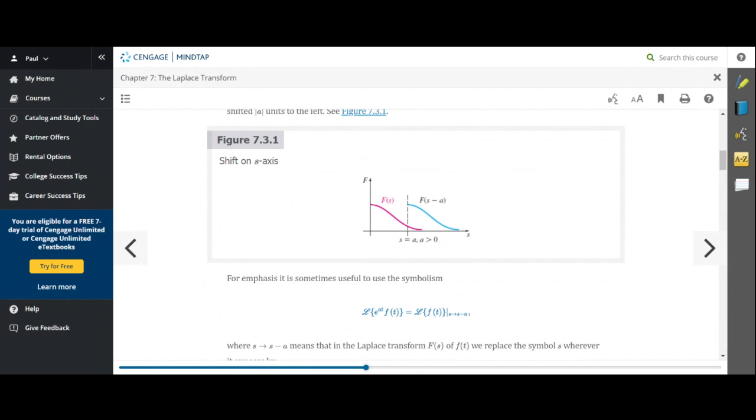So that being said, sometimes they use the symbolism below, but we're not going to get too heavy into the symbolism. We're just going to get to some examples. So if there are no questions, then let me go ahead and get us to some examples here.